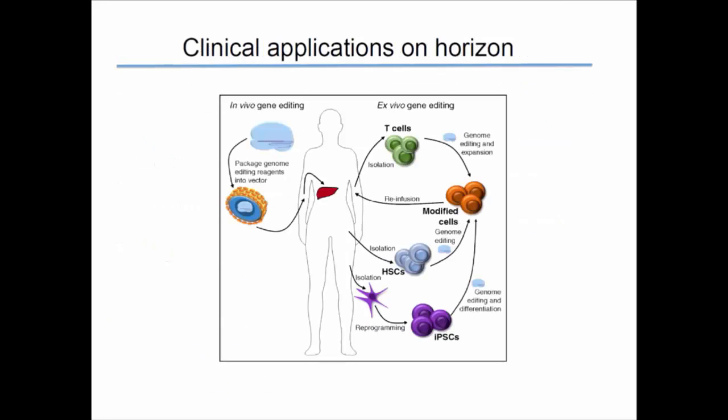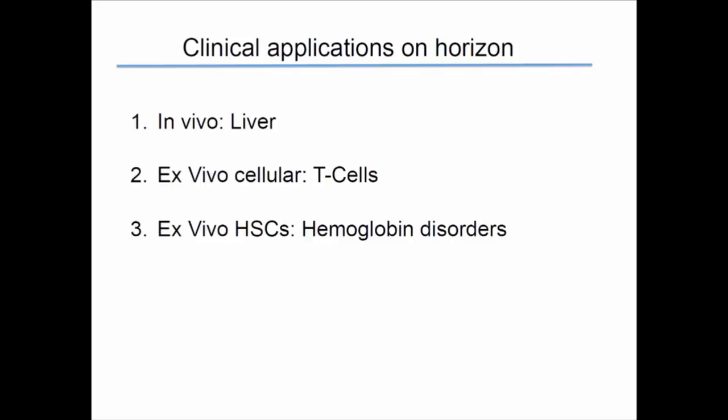Okay, so what are some of the clinical applications on the horizon? Some of this Mitch touched on. One can think about in vivo gene editing, perhaps injecting AAV into a portal vein to access the liver, or ex vivo therapy, either for T cells or hematopoietic stem cells. One could get more fanciful and talk about iPS cells, human pluripotent cells, in the future. I'm only going to address three of these today: liver therapy, which is one form of in vivo gene therapy, and this is for hemophilia; T cells, which are useful for CAR T cell therapy; and hematopoietic stem cells. So these are the three areas.